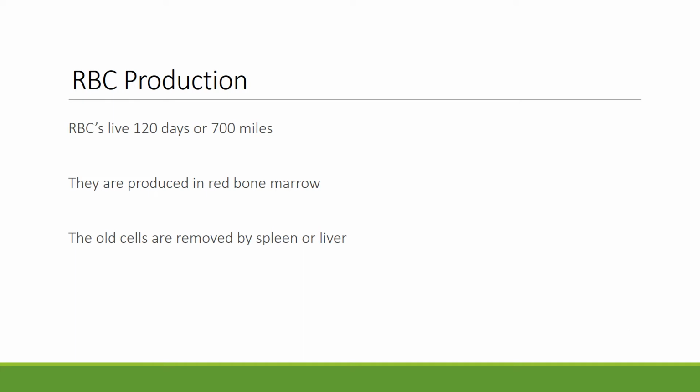Red blood cell production is also known as erythropoiesis, and it takes place in the bone marrow under the control of a hormone known as erythropoietin. We'll talk more about erythropoietin later. Red blood cells live about 120 days or 700 miles, and when they wear out, old cells are removed by the spleen or the liver.